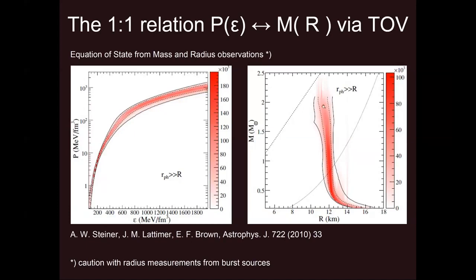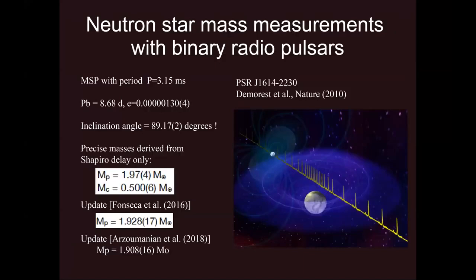Unfortunately, there are uncertainties with this X-ray burst inference. We have to do with the composition of the atmosphere of these objects. And unless we can determine the atmosphere composition, there are uncertainties which can amount to 2 kilometers, for instance, when you compare hydrogen and helium atmospheres. Therefore, one is looking for other possibilities. So let us come back to this in a moment.